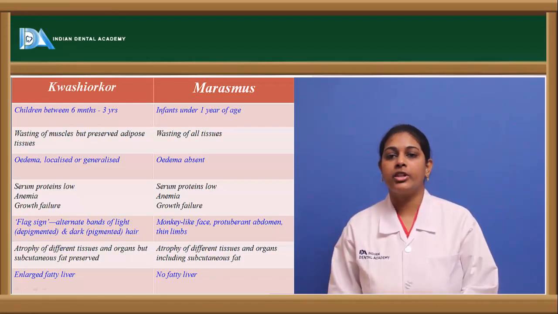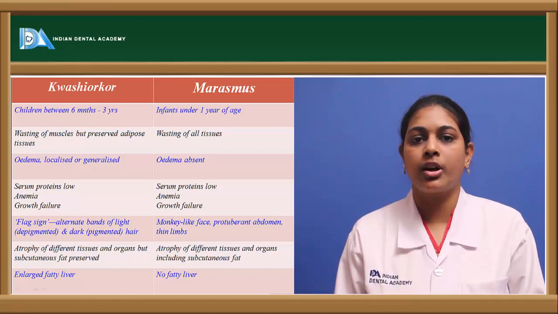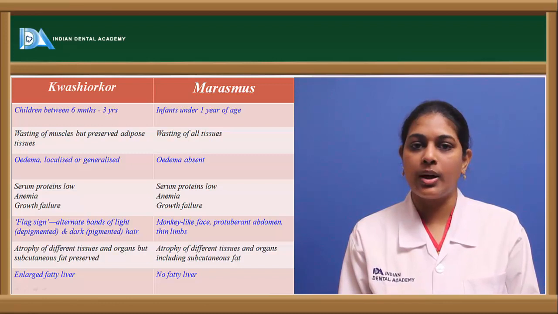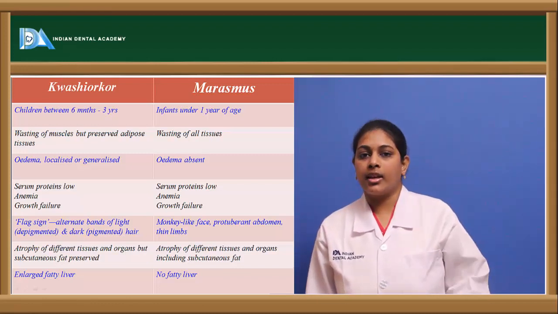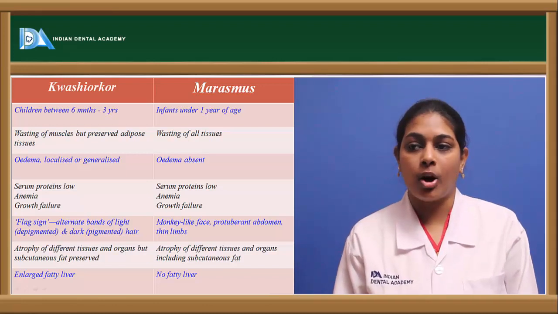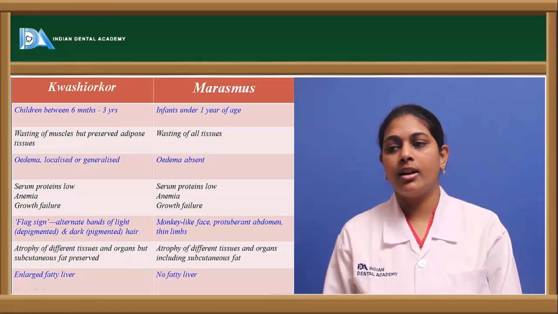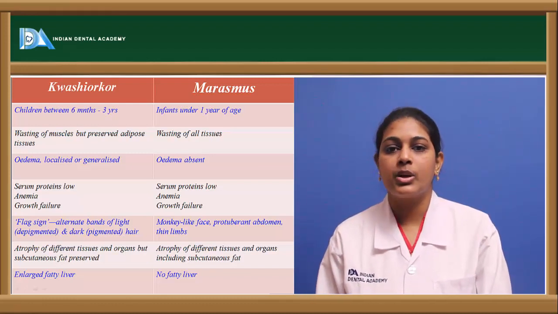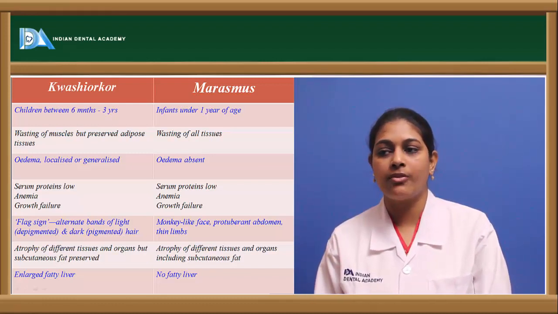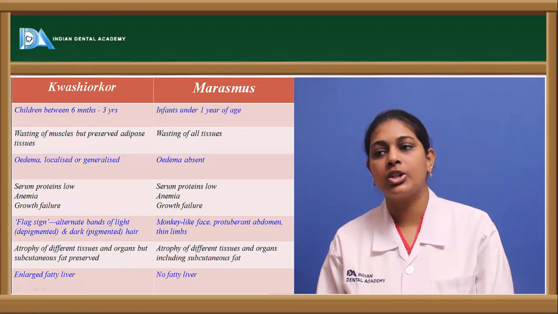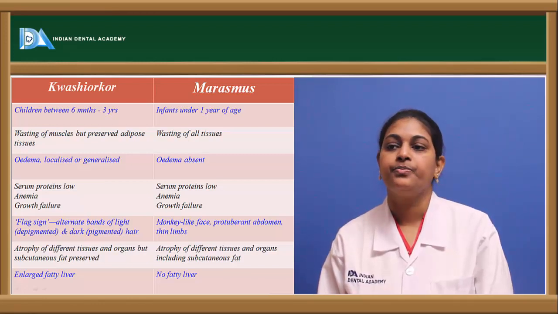So coming to the other features which we commonly see in both kwashiorkor and marasmus, the serum proteins are low and the patient is anemic, as well as there is growth failure, since these are conditions seen in childhood. The child may not grow further. Another sign, the most characteristic sign of kwashiorkor, is the flag sign. That is, we see the presence of alternate bands of light and dark hair in these patients. That is, the patient might show depigmentation as well as hyperpigmentation.